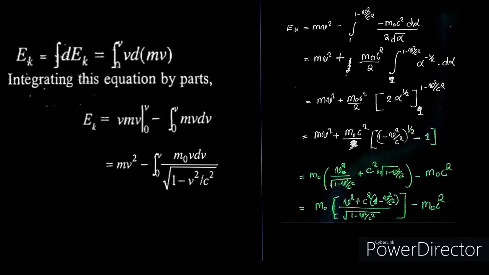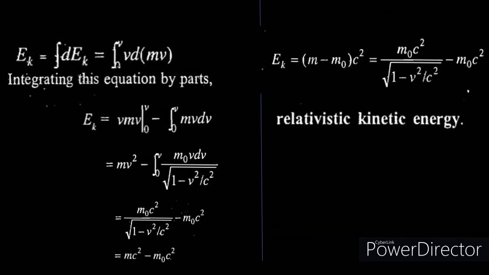Here inside the bracket, the v square and v square will get cancelled out and the remaining term will be only c square. So you would get Ek is equal to m0 c square divided by square root of 1 minus v square by c square minus m0 c square. So we got the relativistic kinetic energy as Ek is equal to m0 c square divided by square root of 1 minus v square by c square minus m0 c square.